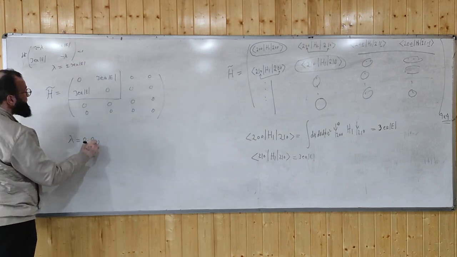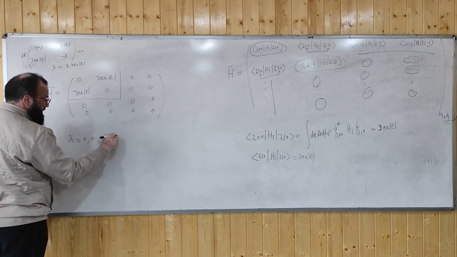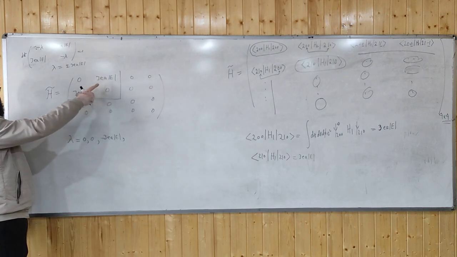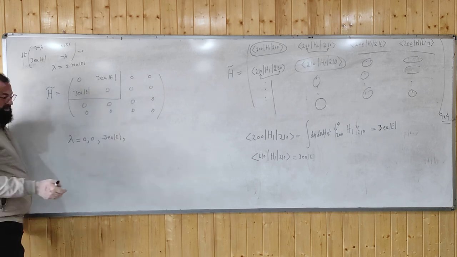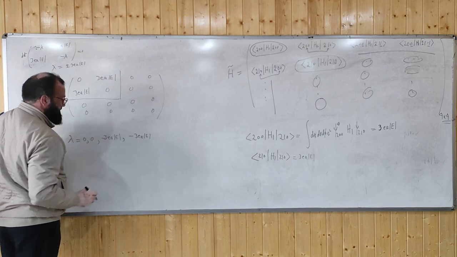So what are the eigenvalues? You are having 3eEa. It is simply, if you see, the Pauli X matrix, 0, 1, 1, 0. Factor it out and you take it out. So the eigenvalues are only plus minus 1.